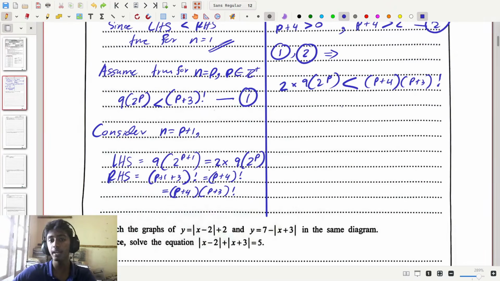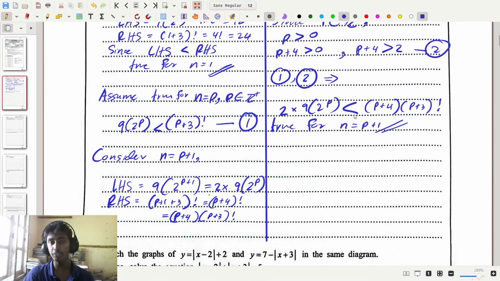So now that we've done that, we can write down here right below it that it is true for n equals p plus 1. Now this would usually be enough. However, we are generally expected to write a formal sentence that summarizes this proof by mathematical induction.